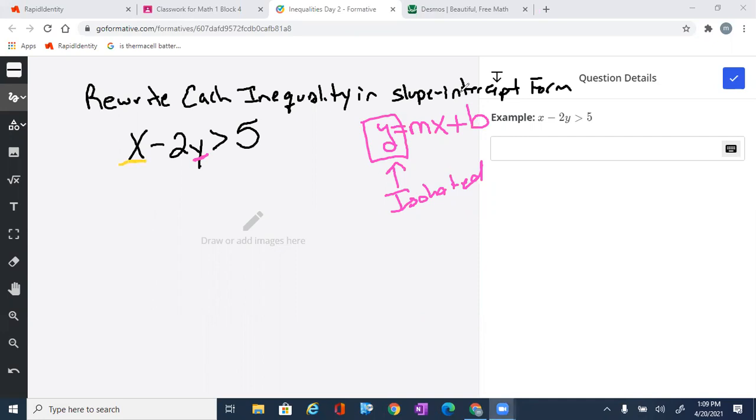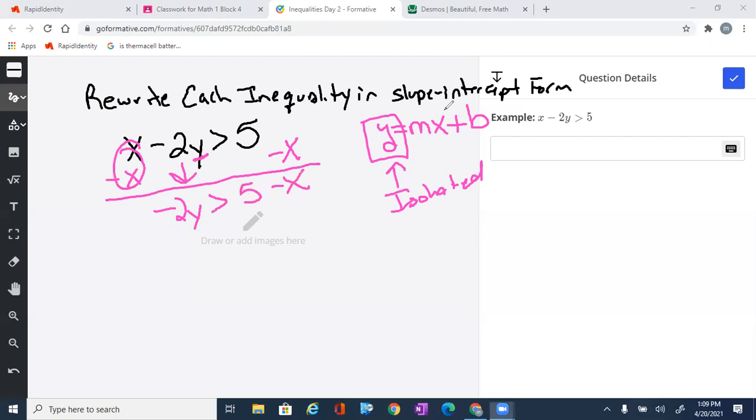So in order to get rid of that x, we are going to get rid of that positive x with a negative x. So what I'm going to do is I'm going to subtract that x over. And what I do to one side of the equation, we're going to do to the other side. Okay, and x minus x is 0. We get negative 2y is greater than 5 minus x.